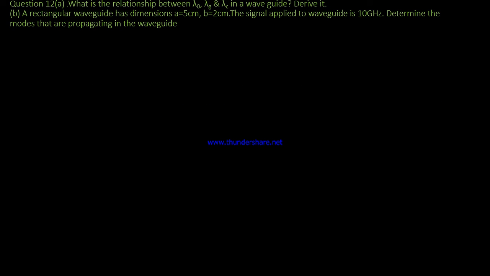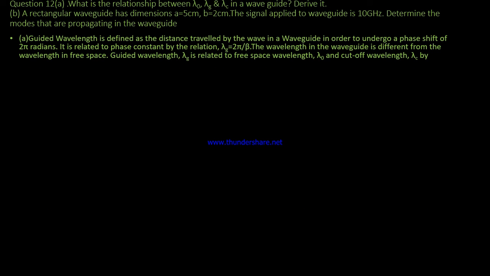Question 12. What is the relationship between lambda naught, lambda g, and lambda c in a waveguide? Derive it. The B part. A rectangular waveguide has dimensions a to be 5 cm and b to be 2 cm. The signal applied to the waveguide is 10 GHz. Now, determine the modes that are propagating in the waveguide.